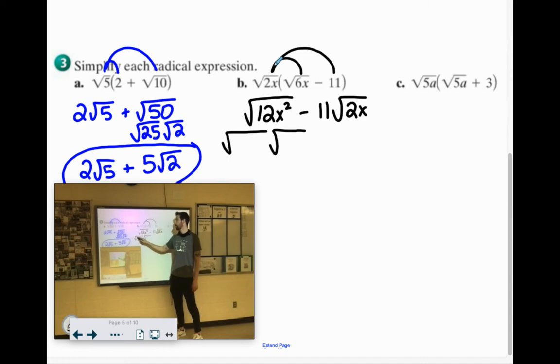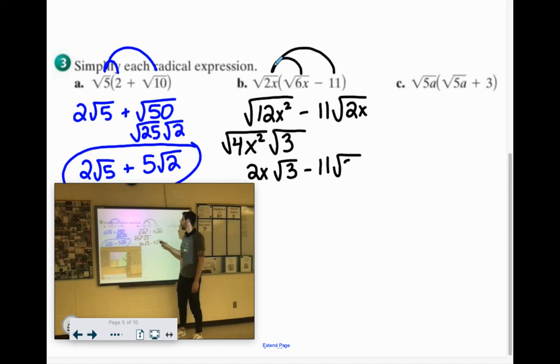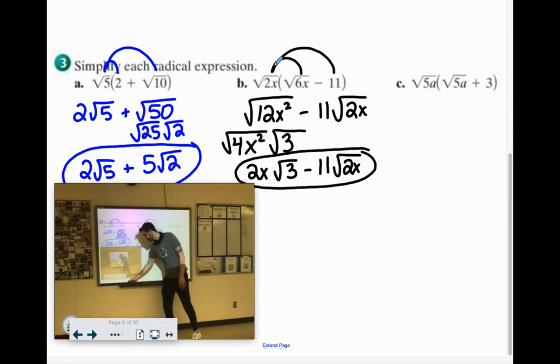12 is 4 times 3. The x squared is perfect, just like you. Square root of 4x squared would be 2x. So we have 2x root 3 minus 11 root 2x. Do they have the exact same thing in the radicals? No. So this is our final answer.